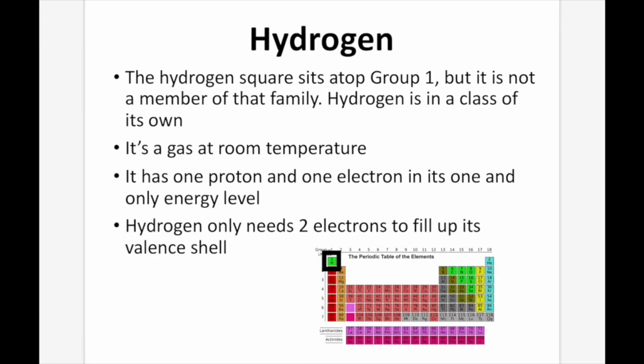Hydrogen is in a class of its own. It's a gas at room temperature, unlike the metals underneath. It has one proton and one electron in its one and only energy level, and it only needs 2 electrons to fill up its valence shell.